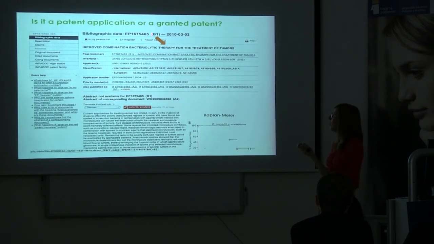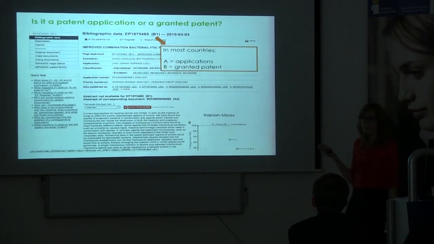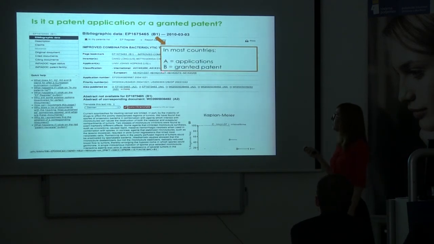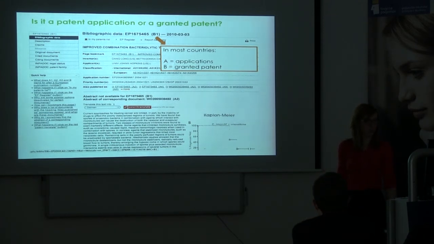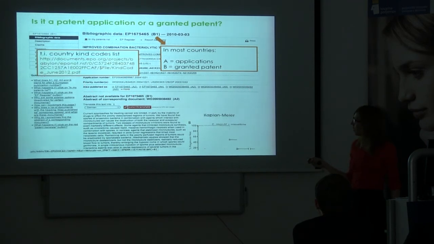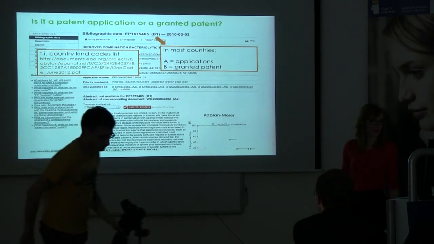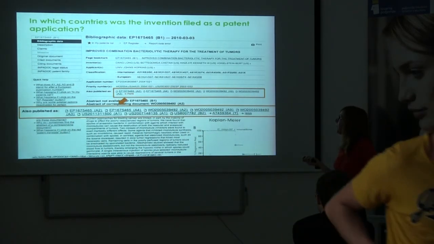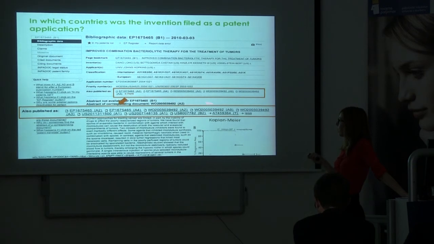So first, is it a patent application or a granted patent? Usually these numbers have letters afterwards in parentheses, and in most countries, A means patent application, B means granted patent. And if you want to know what has been granted, you want to look for B documents. But how can you know in which countries this inventor has applied for a patent? So it is written here. It says also published as. So these letters, you can find the whole list for all countries at this link if you are interested. But it's all public.